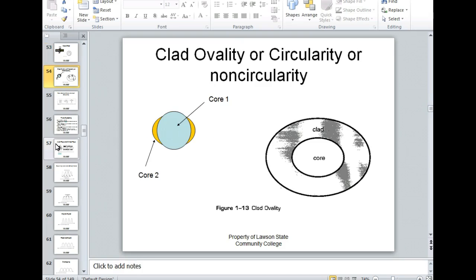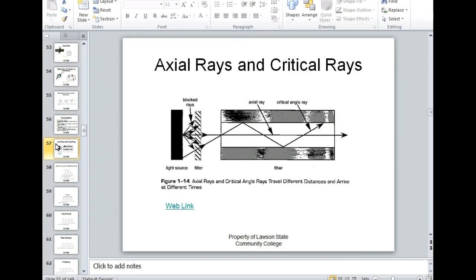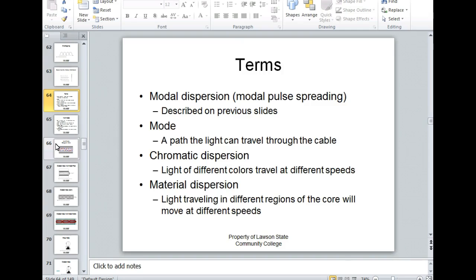We're not concerned with non-circularity. What we're concerned with, of course, is how we terminate it, right? Talked about critical rays and actual rays. Y'all understand that? Are you okay there? Talked about modal dispersion. We've talked about a mode. What's a mode? Oh, it's written right there.